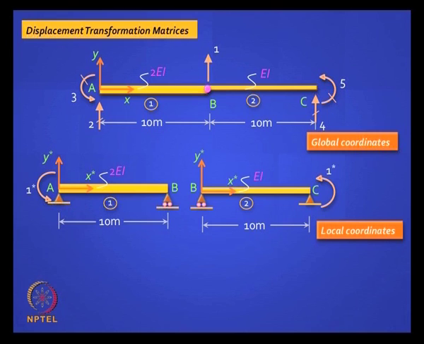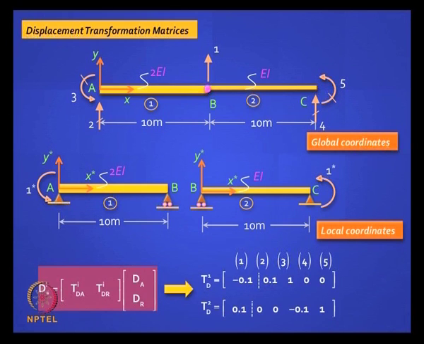This is beautiful because you have only 1 degree of freedom for each of the 2 elements, and the stiffness is 3I by L. Can you write down the TD matrix for this? It is very easy, 1 row for each. Fill up this matrix. So it is going to look like this. Let us check it out.